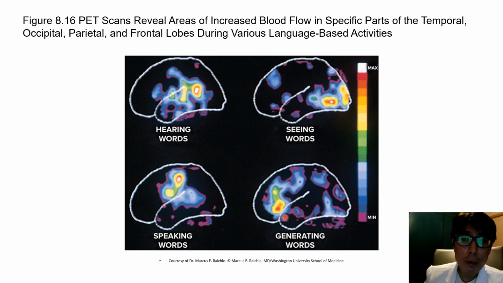And finally, when we are conceptualizing, when we are generating words, for example, we're thinking of writing a poem, when we are thinking of writing an essay, there is increased blood flow in this part of the frontal lobe. This is the prefrontal cortex. And the prefrontal cortex is the part of the brain that is responsible for conceptualizing, for planning.